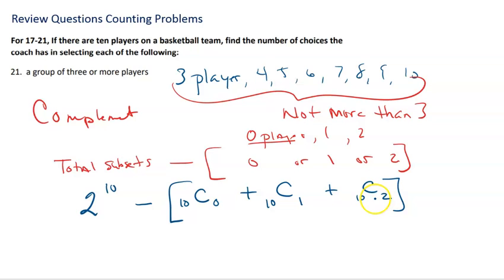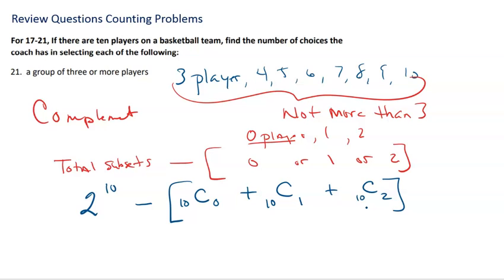Now, why are we adding this and not multiplying these together? Because we're not saying we have a group of 10 choose 0 and a group of 10 choose 1 and a group of 10 choose 2. This is an or situation. You have 0 players or 1 player or 2 players. That's really important. We have to keep up with that.